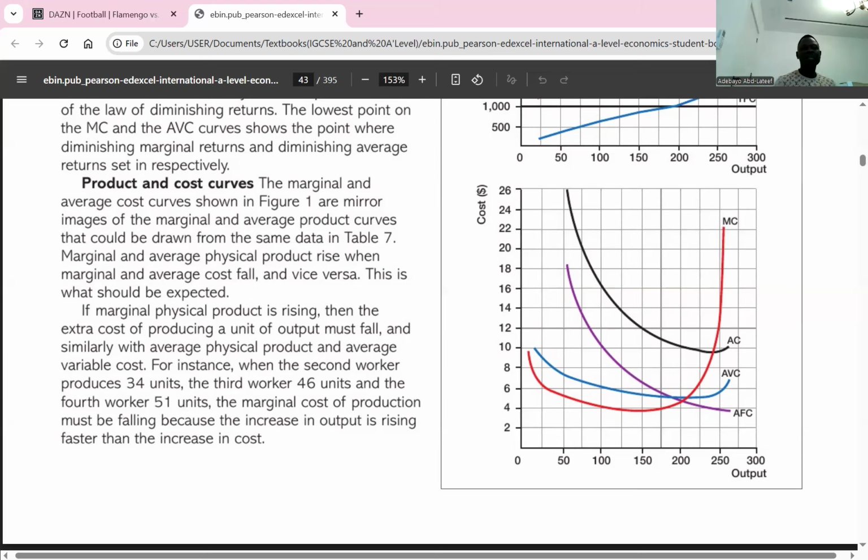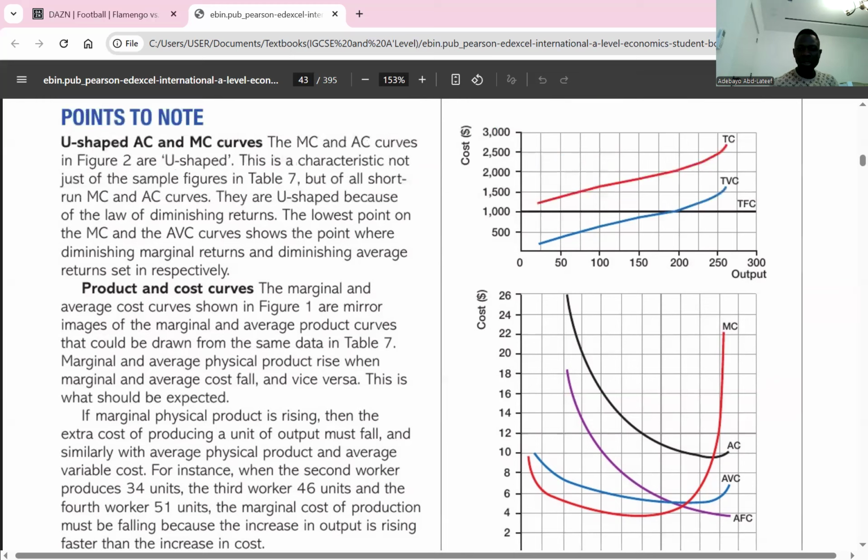So that ends cost. Any question about cost? No. Okay. Then you have the activities to do.